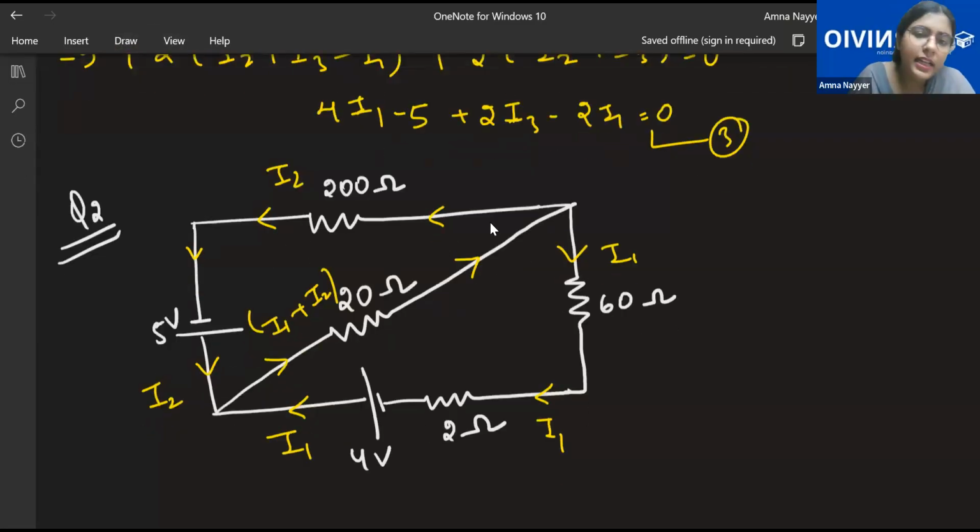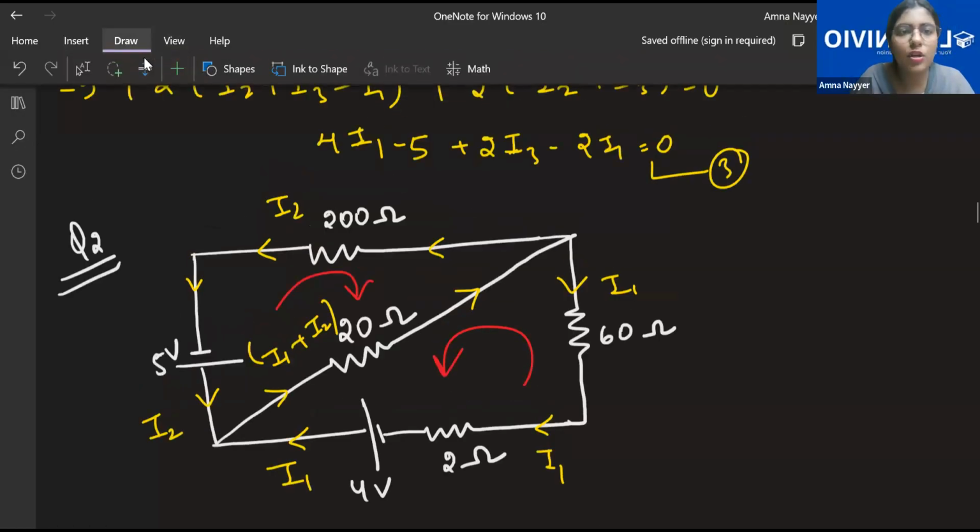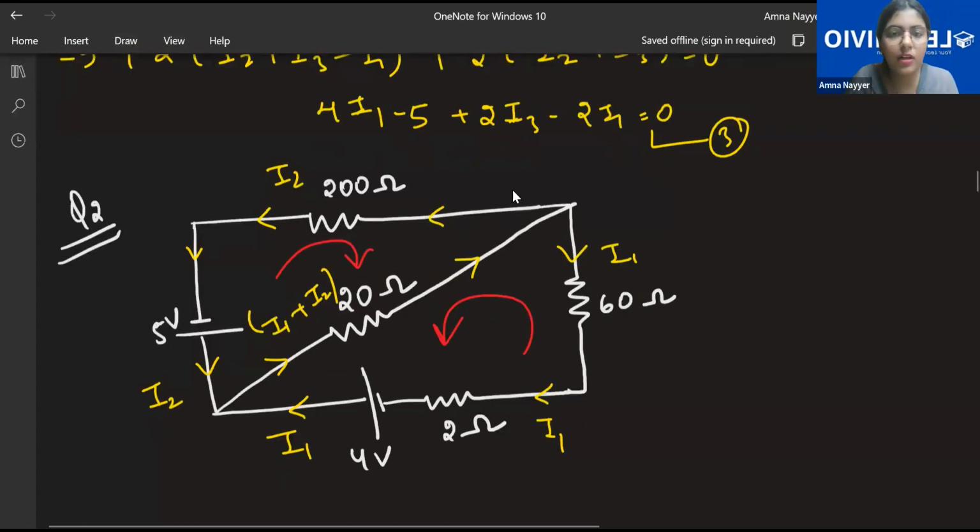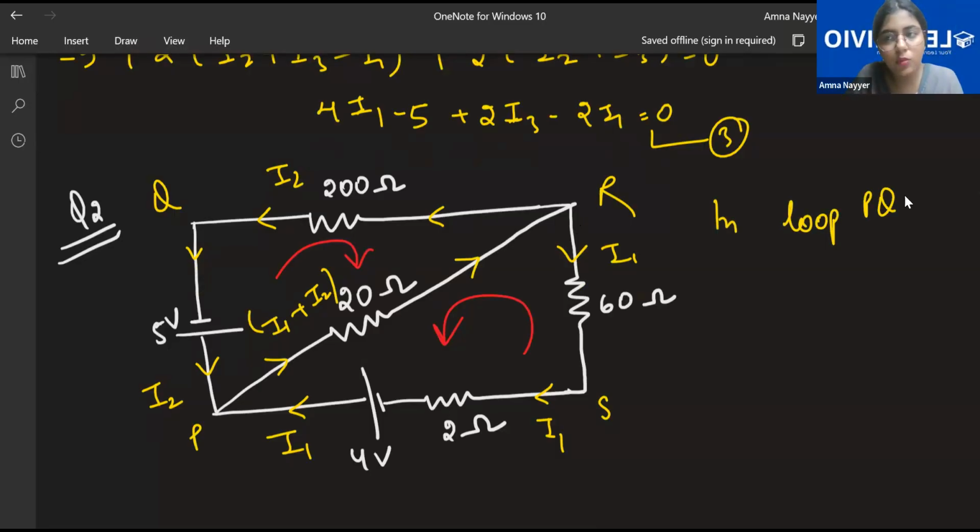Let's go in any direction. Let's go clockwise here and anti-clockwise here. I haven't named anything because there wasn't any name given, so let's say this is P, this is Q, this is R, this is S. Now in loop P, Q, R, P, we are moving like this. Clockwise I took, so clockwise is this only. So from P to Q.